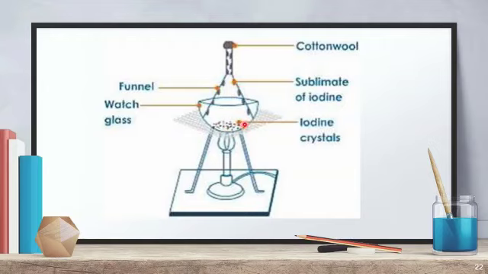So we can infer that the impure iodine crystals undergo the process of sublimation, and hence are converted directly into vapors. And you know what happens? When the vapors are allowed to cool, they transform into the solid state again. So here is an example of the sublimation process, using iodine crystals.